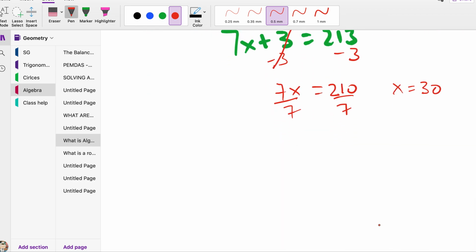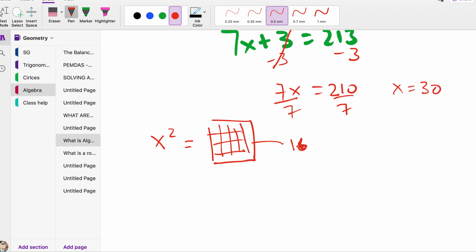So what about squares? Well, squares are actually talking about squares. So x squared is really talking about some kind of a square. Let's say I'm using all the little blocks in here, and there are 16 of them. So x squared is 16 is saying I'm looking at a square. What would the square root be?